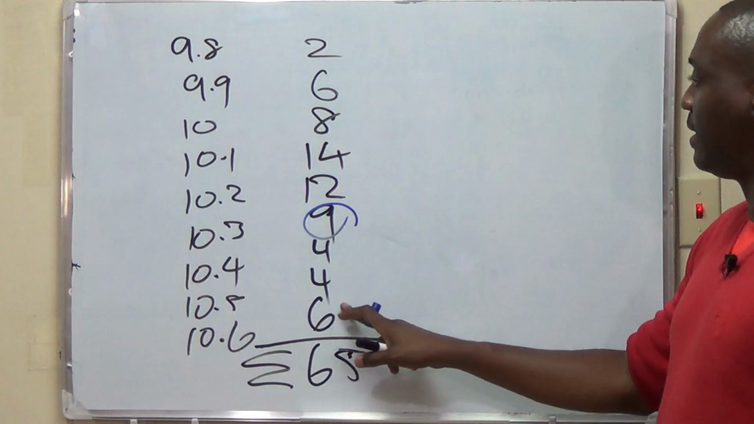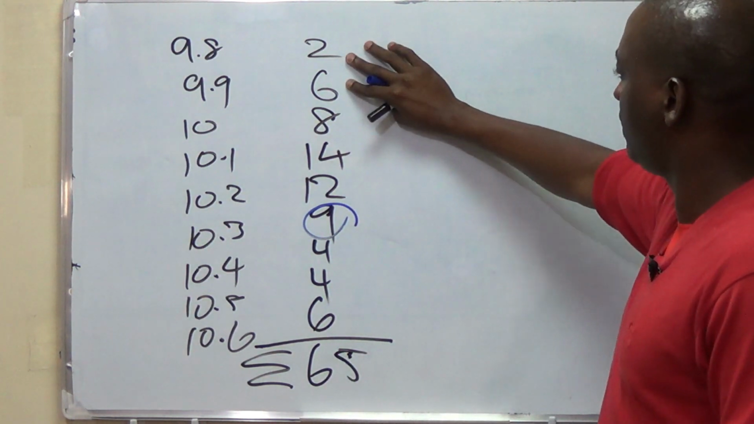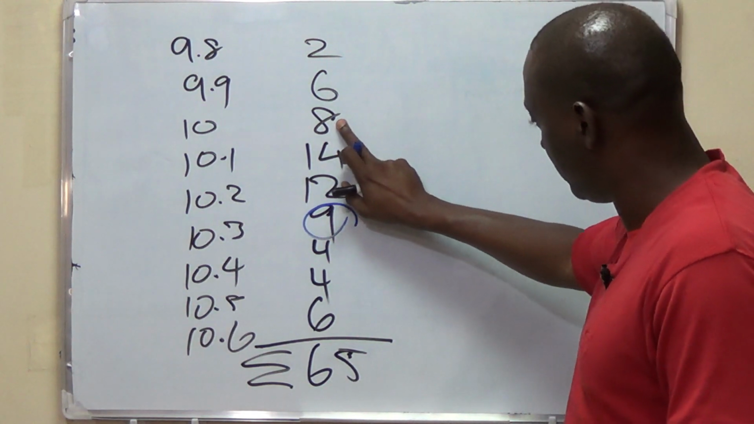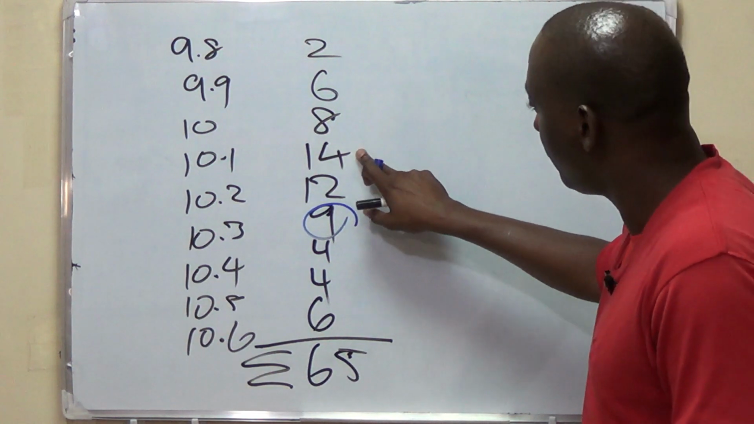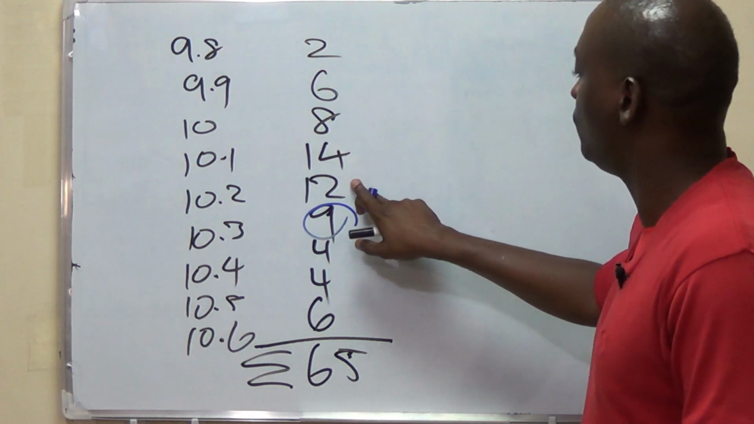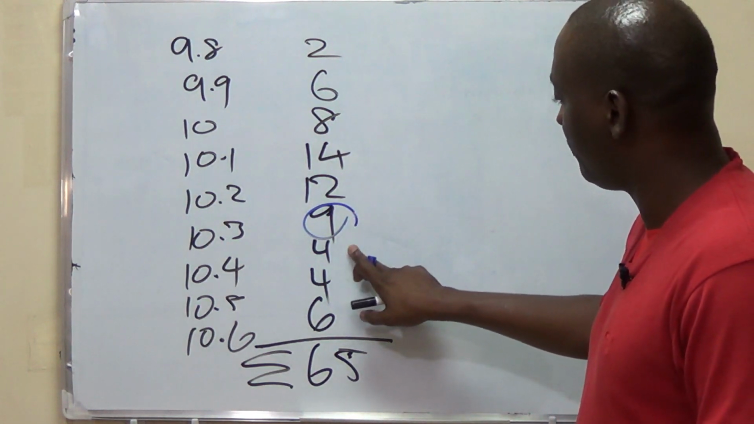Okay, we did something wrong here. Let me try that again. Right? 2 and 6 is 8. 8 and 8 is 16. 16 and 14 is 30. 30 and 12 is 42. And 9 is 53. And 4 is 57.